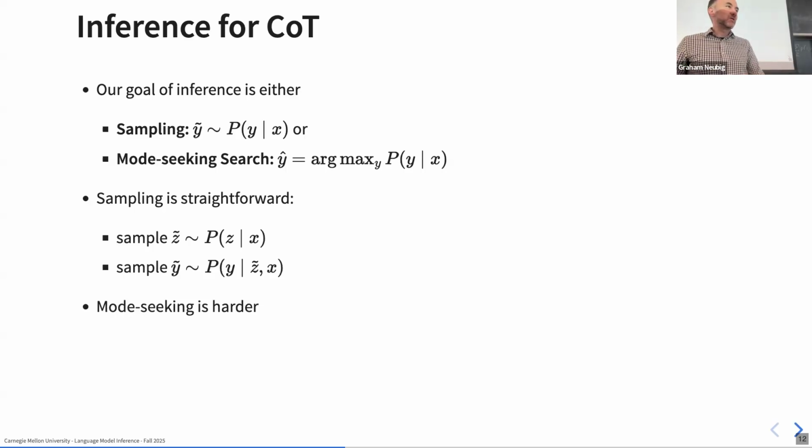So how many z are there? Let's say our chain of thought is up to 100 tokens. It's essentially close to V to the power of 100, and you're not going to be enumerating all of those, right? So we need another method.